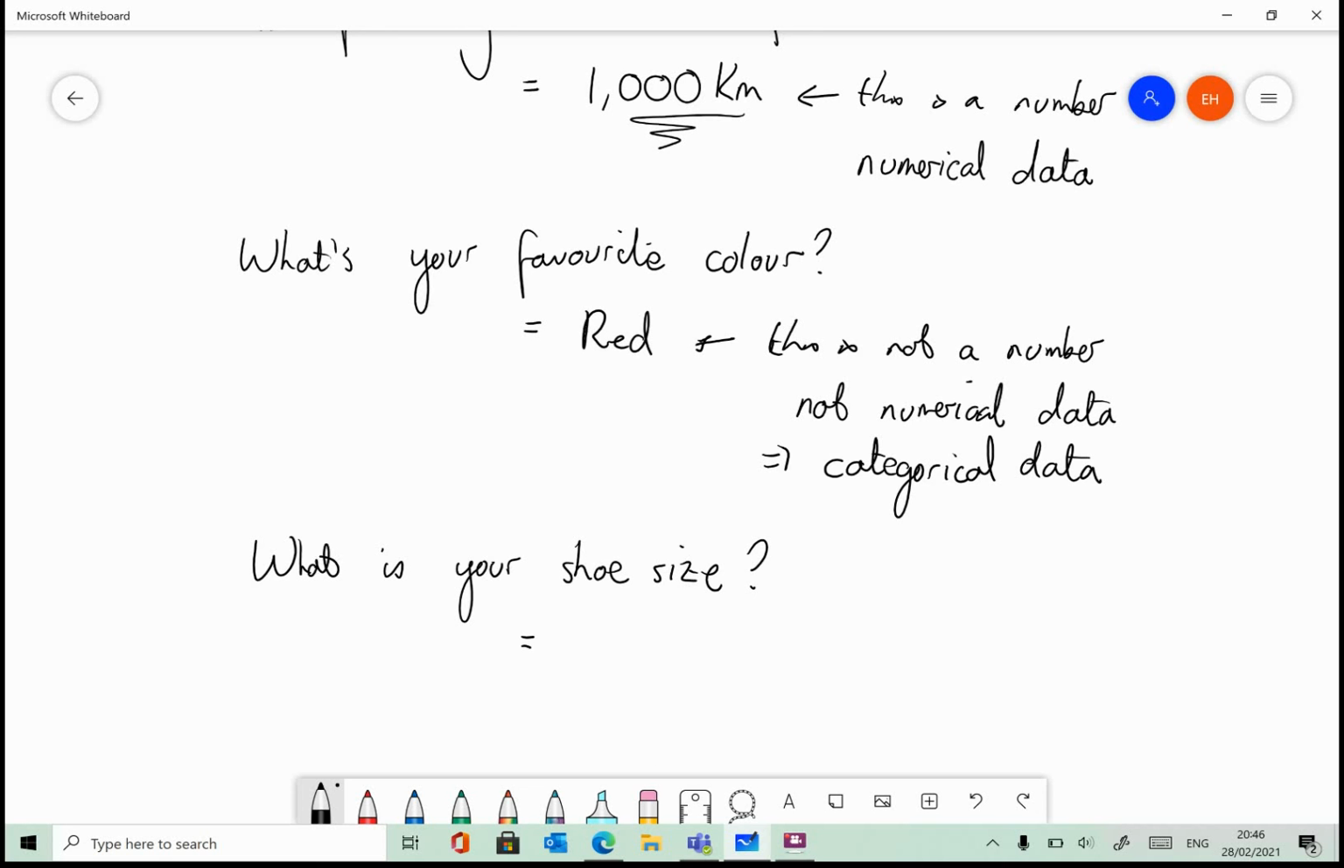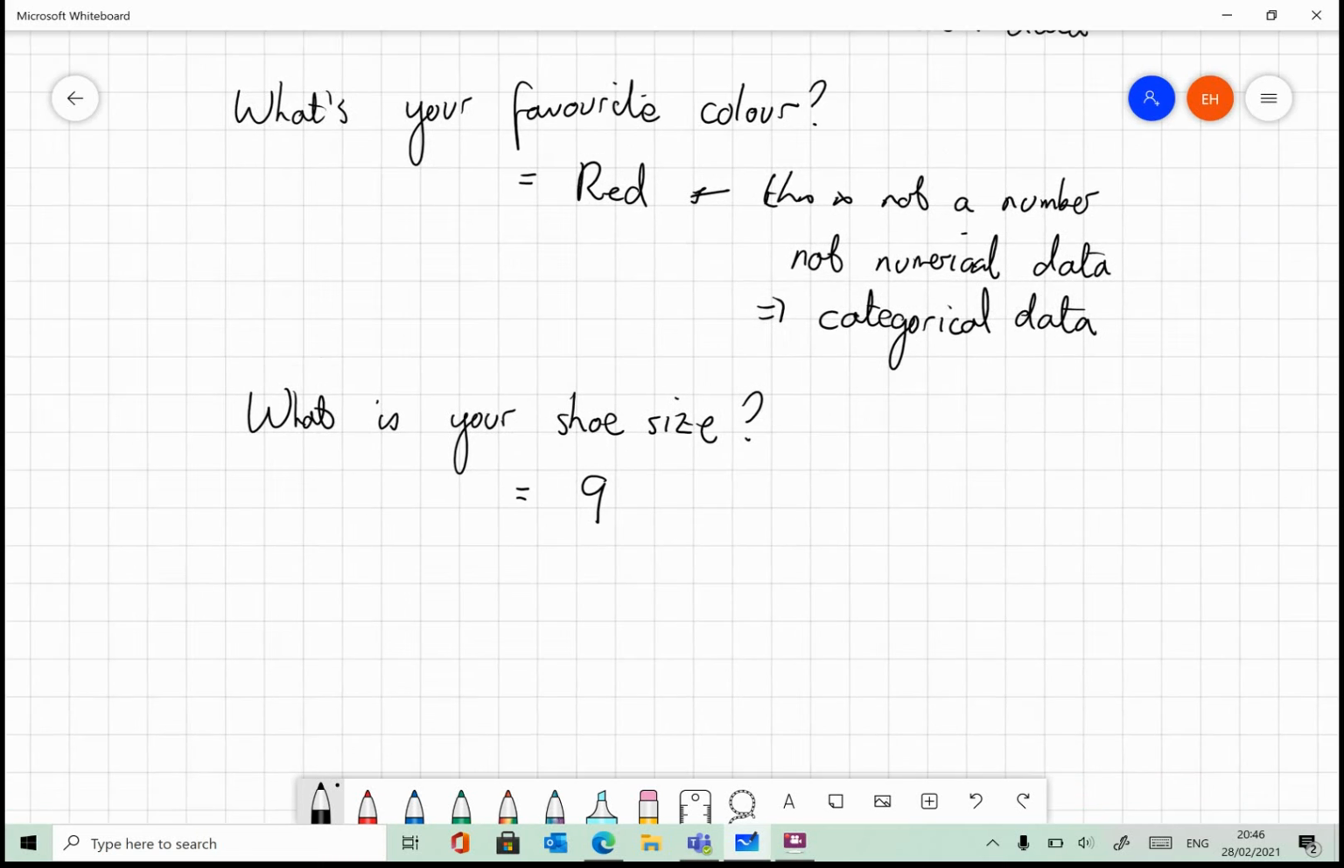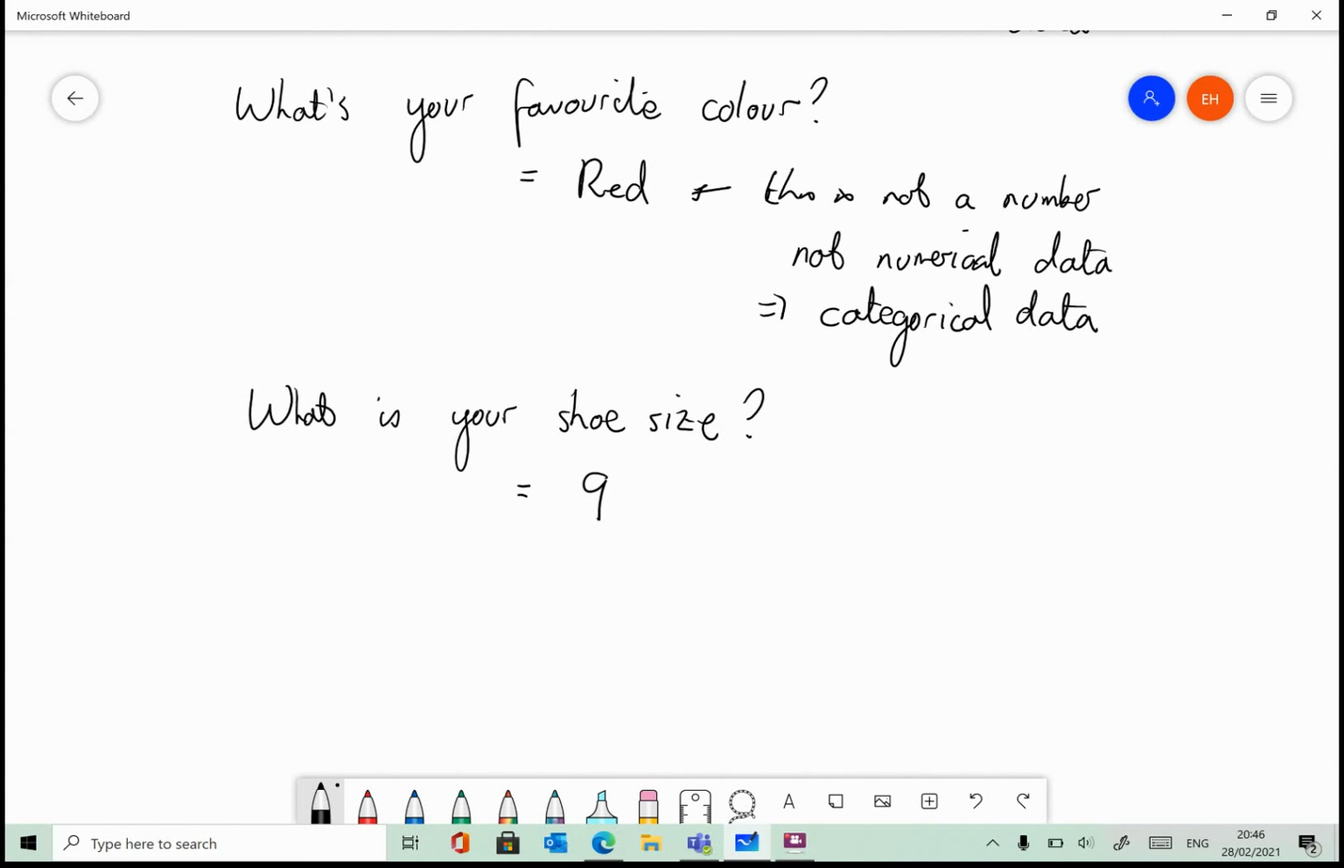Well, my shoe size is a 9. But is that really numerical data? I'm not so sure that it is numerical data, because what we're doing is we're putting people's feet into different categories. So we're putting everyone with a size 9 foot into a particular category. So this number is actually just a representation of a category. There's no reason why we're calling that the size 9. It could be a size I, or it could be a size J, or it could be a size K.